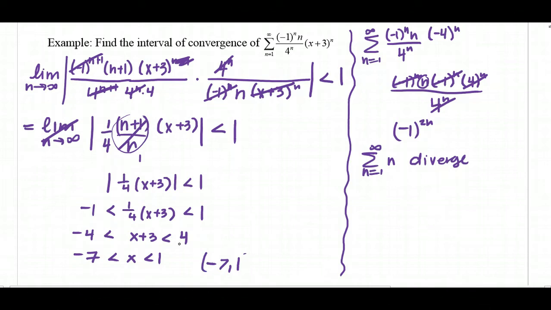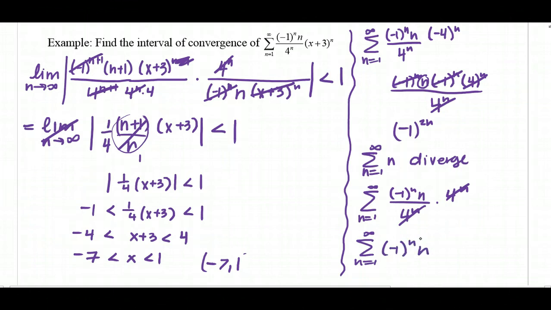So now when I plug in 1 into this term right here, what's going to happen? If I plug in 1, I'm going to get just 1 plus 3, so 4 to the n. So in other words, I have the sum from n equals 1 to infinity of negative 1 to the n times n over 4 to the n times 4 to the n. So my 4 to the n's are going to cancel, and now I have this alternating series, the sum from n equals 1 to infinity of negative 1 to the n times n.